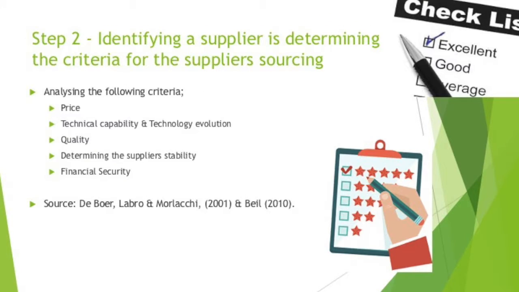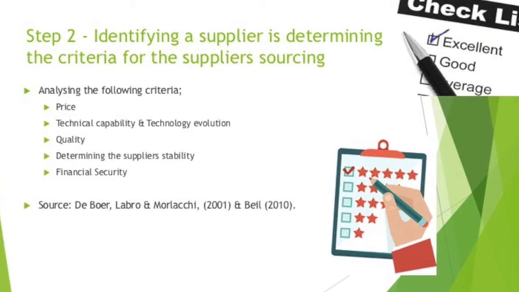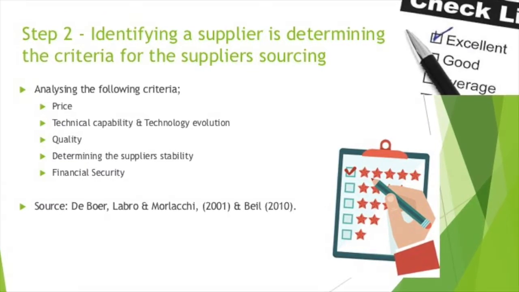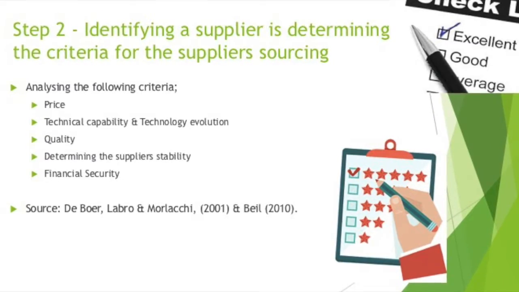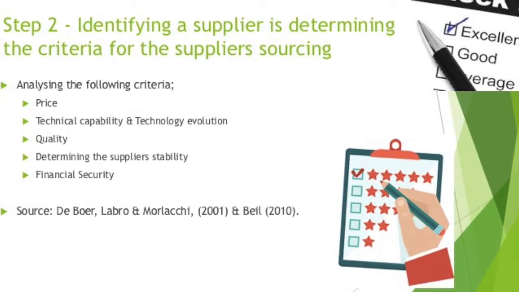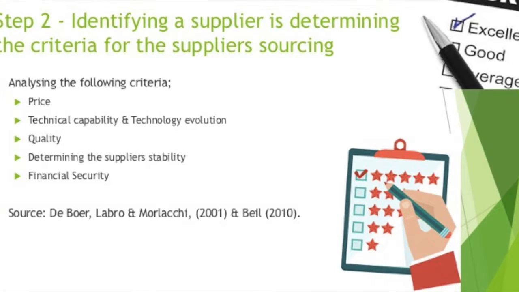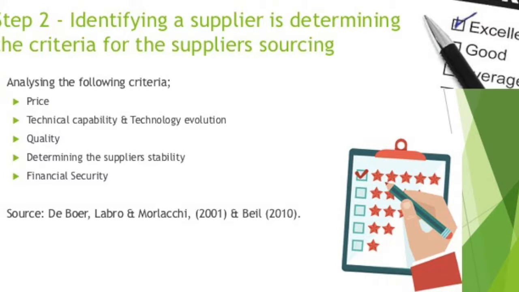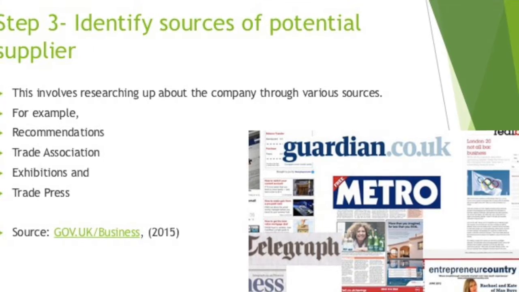The second step in the process is identifying a supplier and determining criteria for supply sourcing. This is the process that involves identifying what criteria, strengths or weaknesses of the sources. This can include using quantitative and qualitative factors such as price, so how cost effective, technological capabilities, so are they up to date or modern, delivery requiring on time, so are they efficient, are they flexible, and quality of the product.